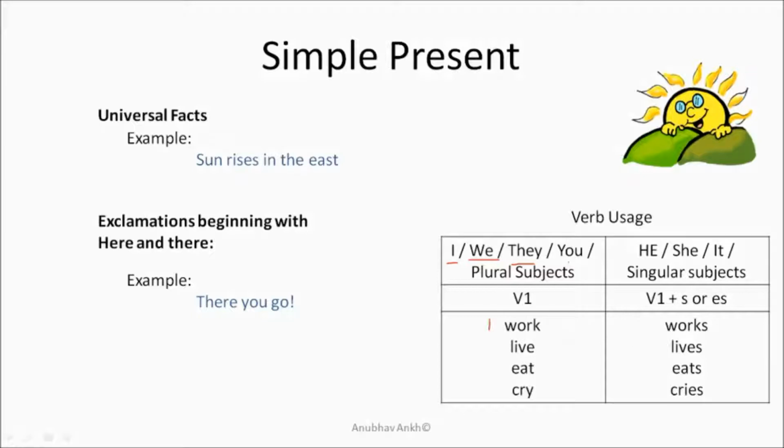So I work, we live, and he works, or he lives, or he eats. Ram eats, Ram cries. Now we'll move on to simple past.